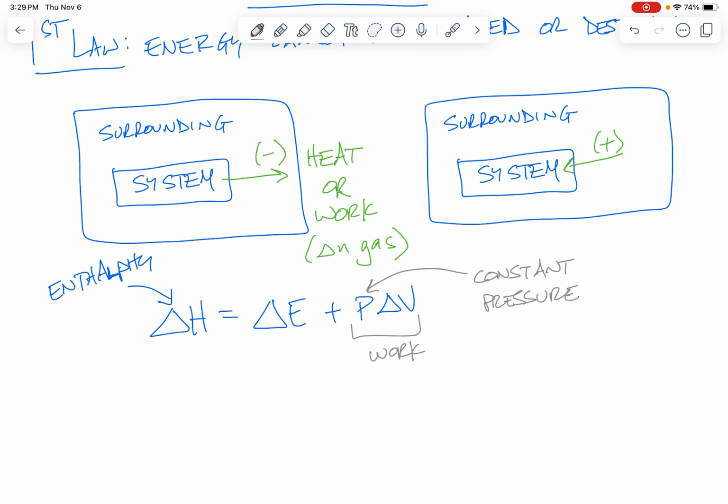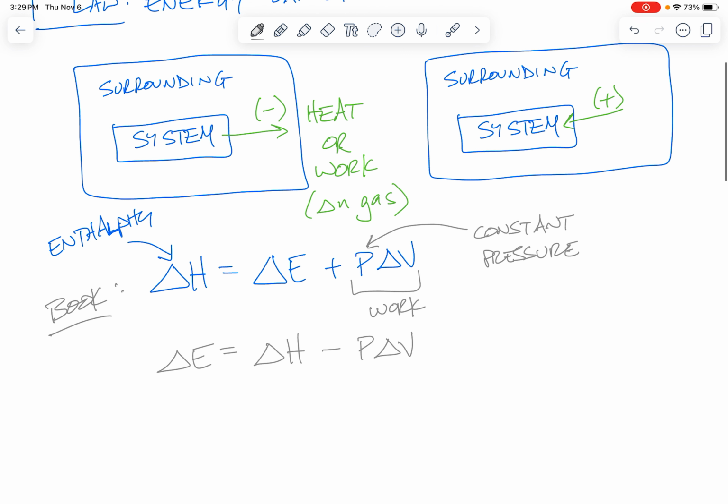And so I don't necessarily think about it this way. I rearrange the equation, but this is kind of what the book does. This is your book definition here. How I think about it would be looking at it from the internal energy. And then if we rearrange our equation, we get delta E equals delta H minus P delta V.